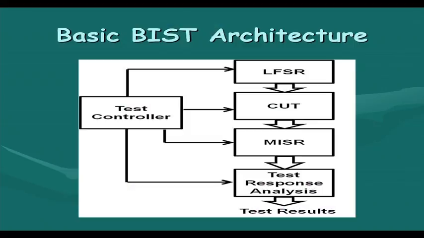So, the basic BIST architecture is like this. As we know, this is the circuit under test. There is one LFSR, which is used as the test pattern generator that is fed to the circuit under test, and then this circuit's output goes to a multiple input signature register, MISR. That is both time and space compacted, and then this response is analyzed, and we get the test result whether it is true or not, and this test controller actually controls all the modules. So, this is the basic BIST architecture that we have for the testing.